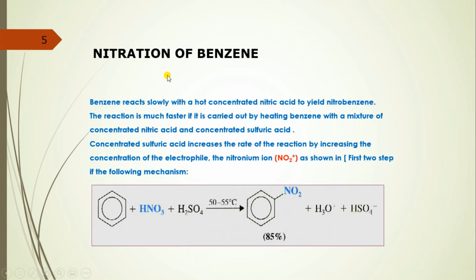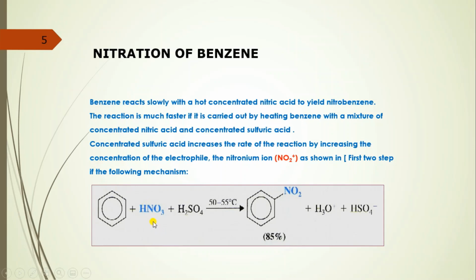These are the kind of reactions that you are very much familiar with. You have studied these reactions in detail in your FSc level, but here we are discussing some new things related to these reactions. Benzene reacts slowly with hot concentrated nitric acid to produce nitrobenzene.